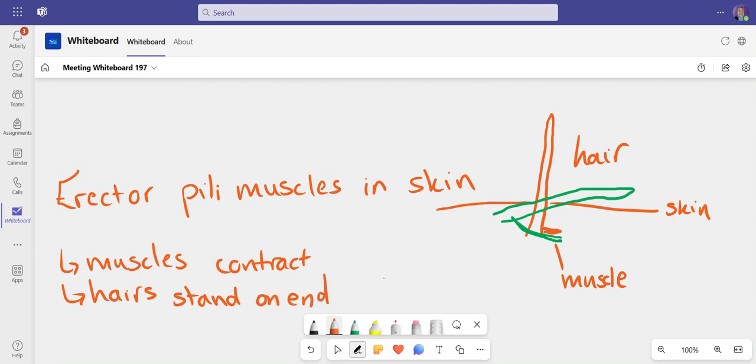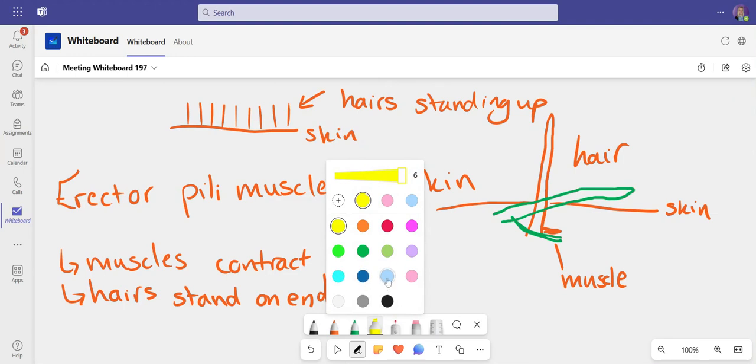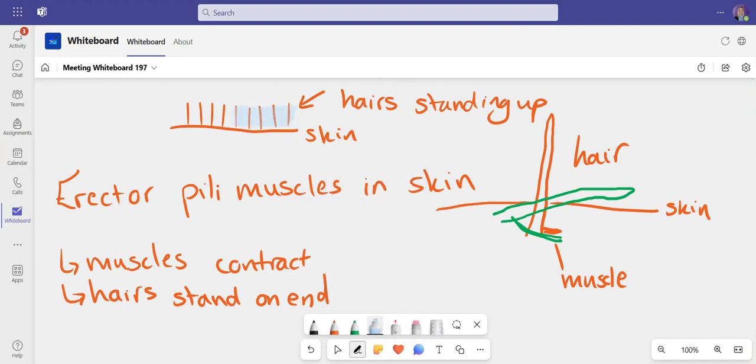And basically, what that does, if I draw your skin again up here, and we draw lots of little hairs stood up, is it basically traps a layer of warm air. So all the air that's kind of trapped by those little hairs is basically trapped. So any air movement around your skin that might otherwise move the air around, the air that's in between the little hairs is stuck there. And therefore, it warms up.